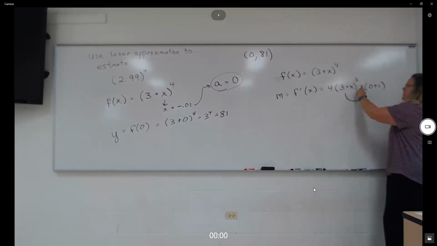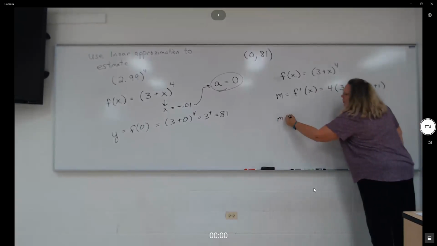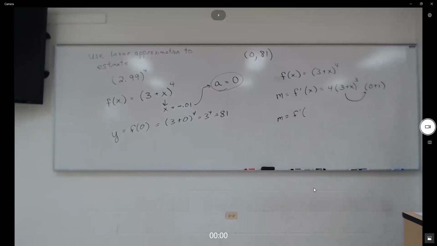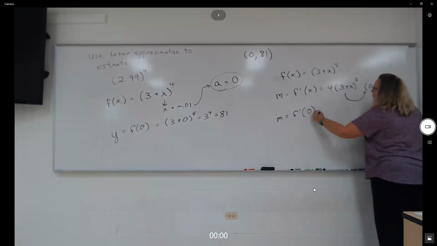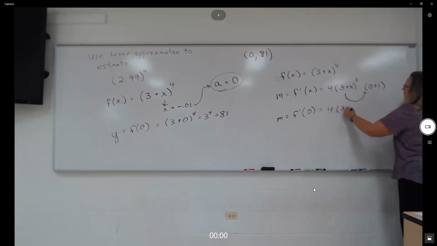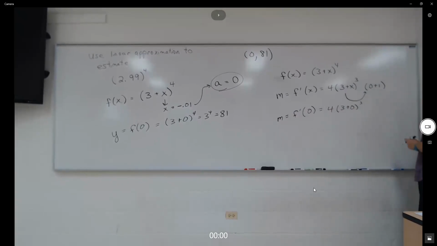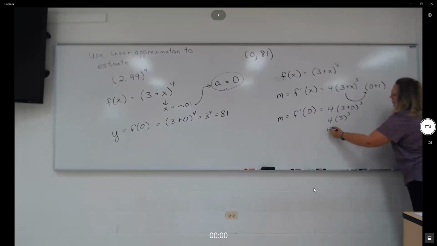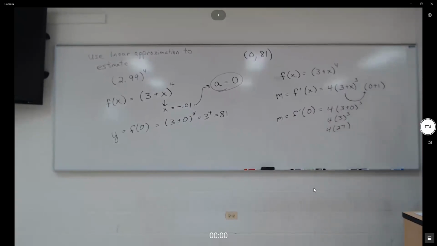All right. Okay, so we can just use this guy. So now slope, we're going to plug in. Do we know what we're going to plug in? We're going to plug in 0. Once we find that a, we're going to use that throughout the whole thing. 3 plus 0 to the third. So that just gives us 3 to the third. 4 times 27, 108.